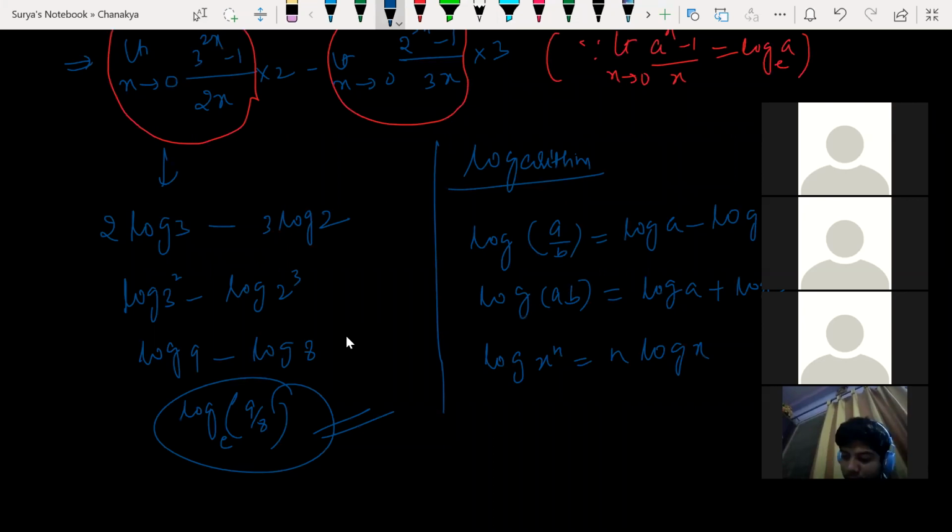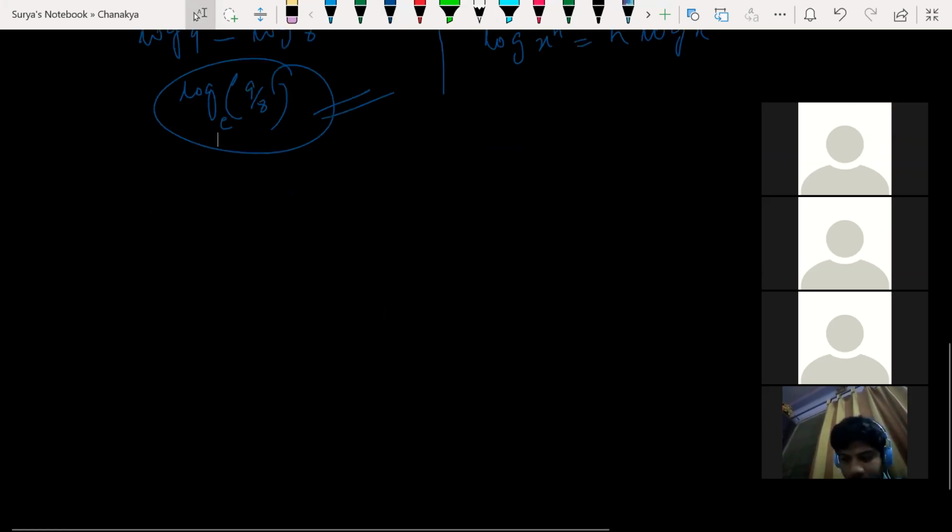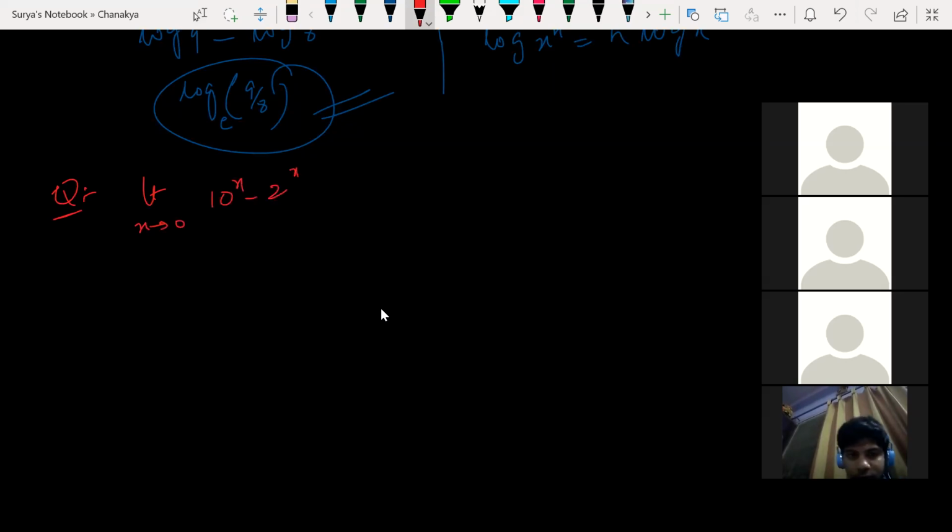So next, we'll solve one question. Next question is, limit x tends to 0, 10 power of x minus 2 power of x minus 5 power of x plus 1 divided by x into tan x. So look at this here.